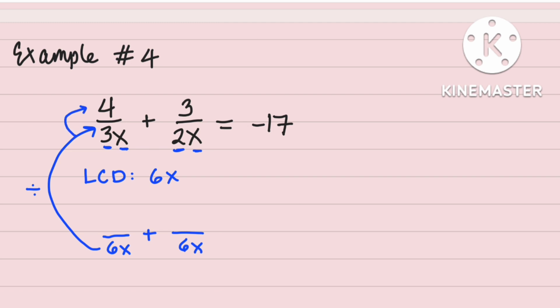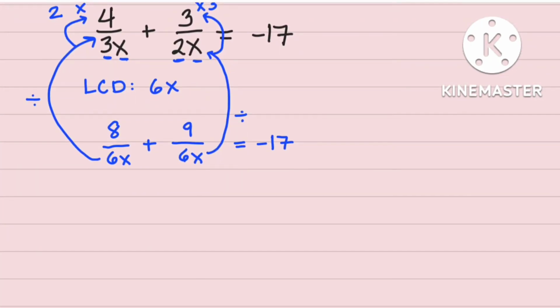We will multiply that by the numerator, which is 4. 2 times 4 is 8. Same here. 6x divided by 2x, that is 3. The answer we will multiply by the numerator. So 3 times 3 is 9. We want this to be equal to negative 17.